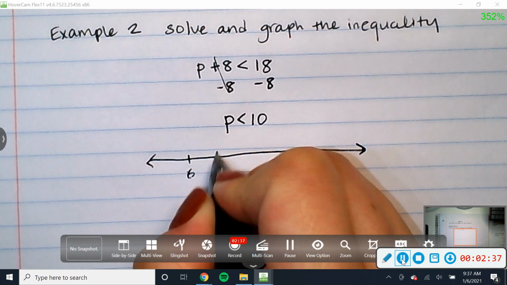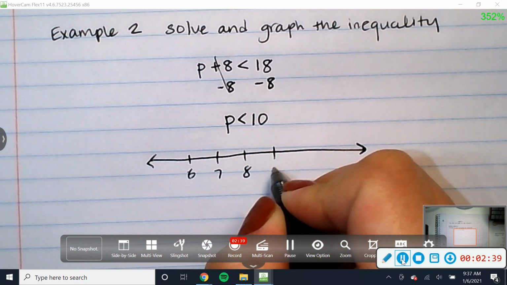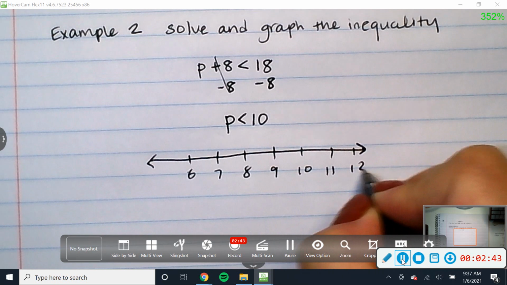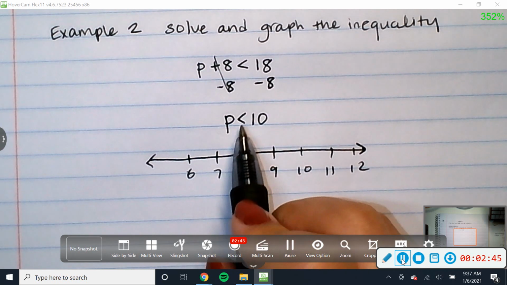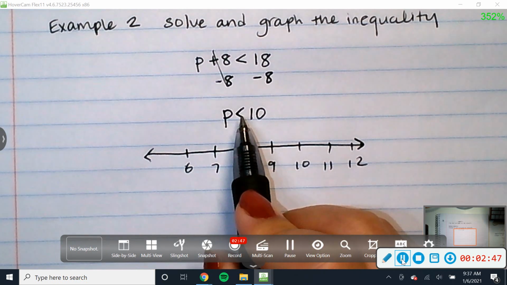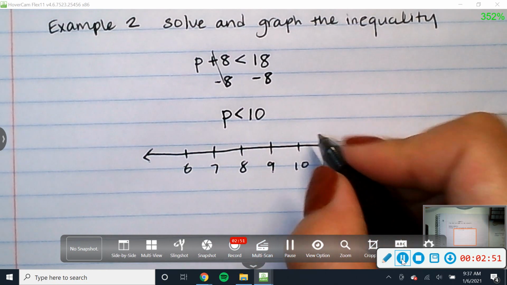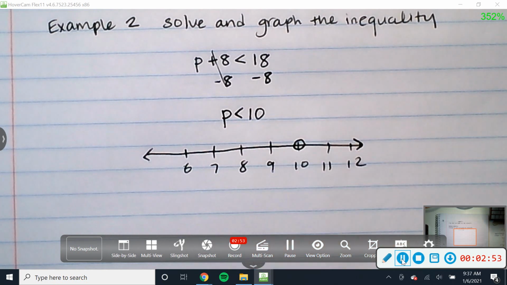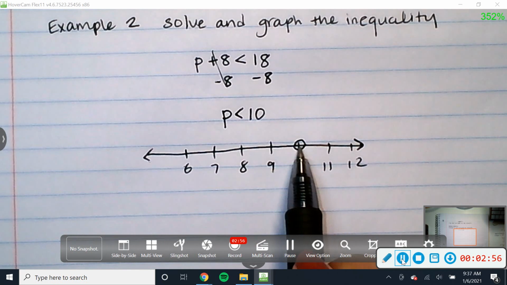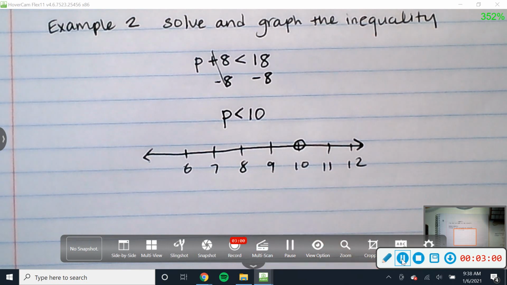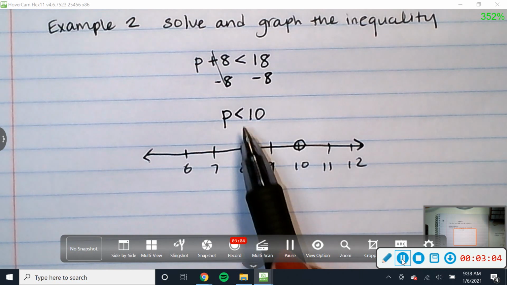When you're graphing on the number line, you can choose whatever numbers as long as you're including the 10. And then this one, again, think about open or closed circle. This is an open circle because this is just the regular less than. Whenever you have the regular less than or greater than symbols, you just use an open circle because we're not including 10 as one of our possible answers. And then all we have to do is draw our arrow. We want numbers less than 10.